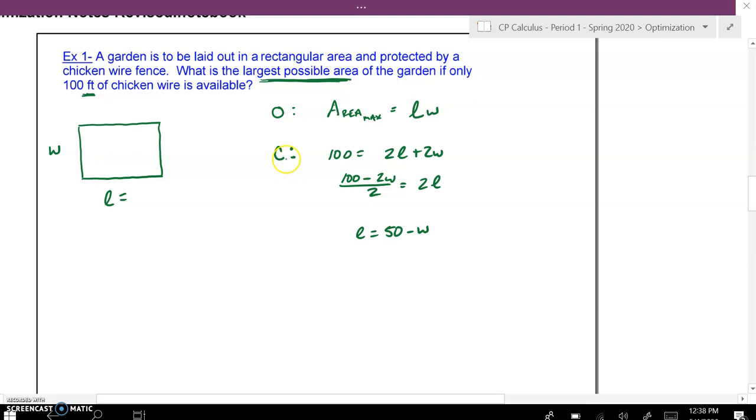So you'll see here the C represents my constraint. My constraint is 100 feet of chicken wire to go around that entire rectangle, 2 lengths and 2 widths, the perimeter of that rectangle. So I only have 100 feet to go around and cover the 2 lengths and the 2 widths. All right. And then what I ended up doing was just rewriting this equation to get L in terms of W. What you'll see is I'm going to put that here. What's L in terms of W?